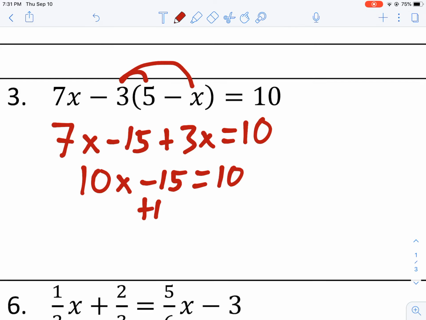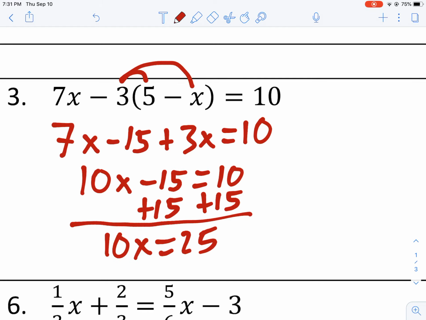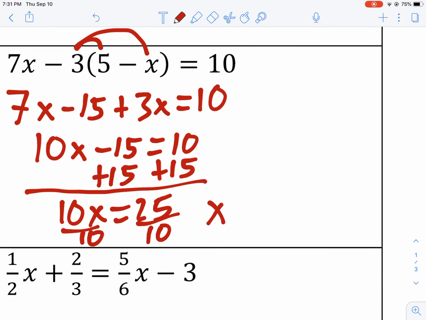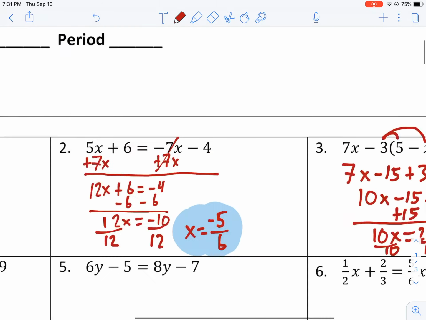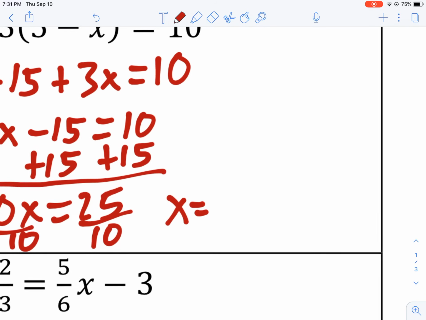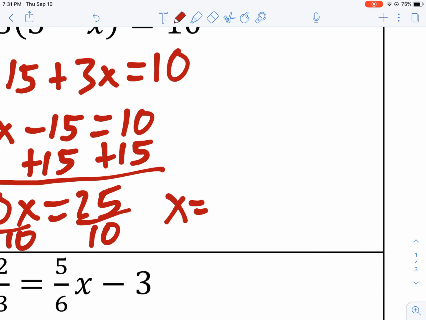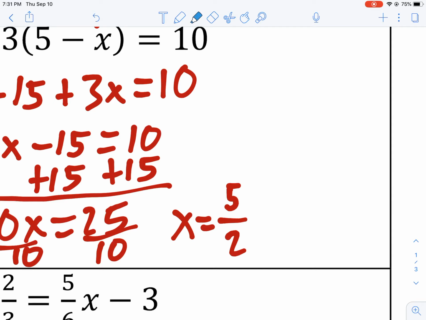Again, we can start solving. Add 15 on both sides. 10x equals 25, divide by 10. We have another fraction we need to simplify here. Does it say to do that? No, but it will on the test, I'm pretty sure. So both of these numbers are divisible by 5. 25 divided by 5 is 5, 10 divided by 5 is 2, so we've got x equals 5 halves.